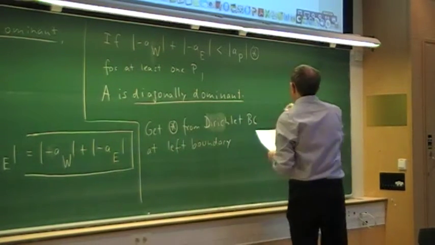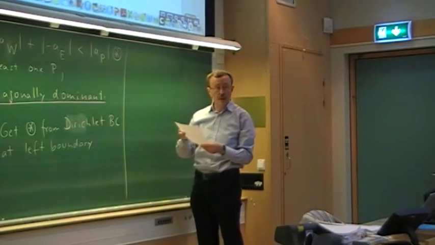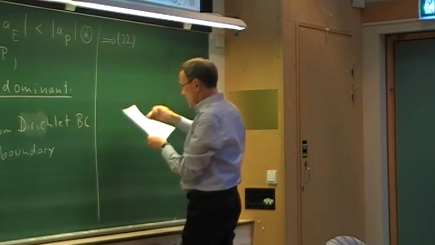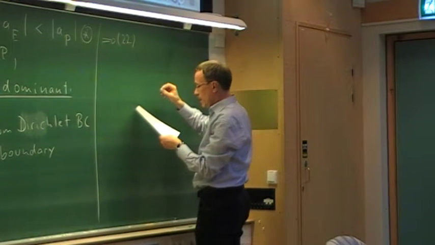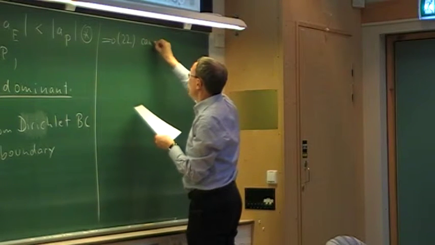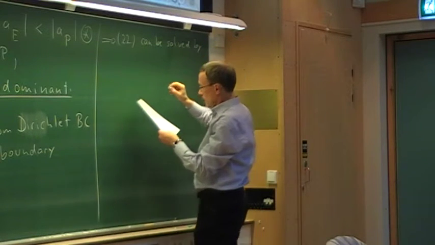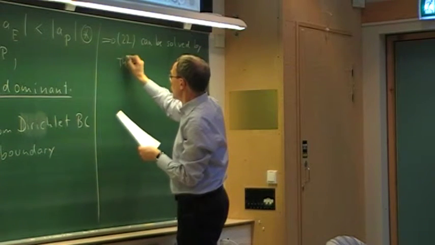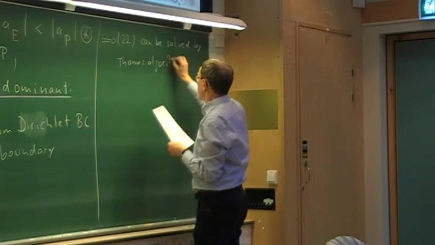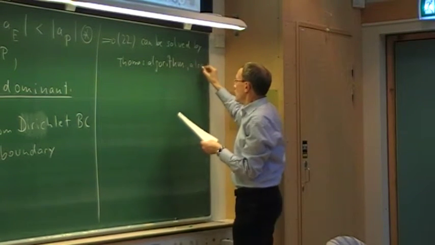And then, if we have diagonal dominance, then we can solve the system by the TDMA. So the linear system that we get, A phi equal to SU, can be solved by the Thomas algorithm, which is also called TDMA.